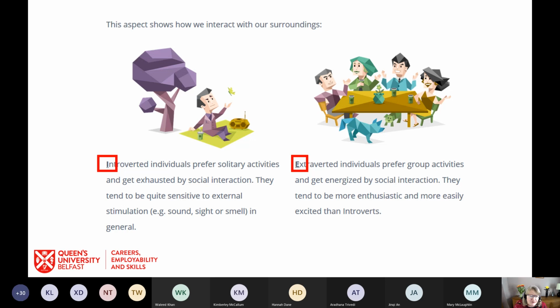So introverted individuals prefer solitary activities and get exhausted by social interaction. So the more that you're having to deal with other people, the more exhausting that can be. They tend to be quite sensitive to external stimulation, so you might be more annoyed by sight or sounds in general. And then the extroverted individuals prefer group activities and get energized by social interaction. So you might be more likely to have preferred to do this as a real life session rather than an online one. They tend to be more enthusiastic about things and more easily excited than introverts.